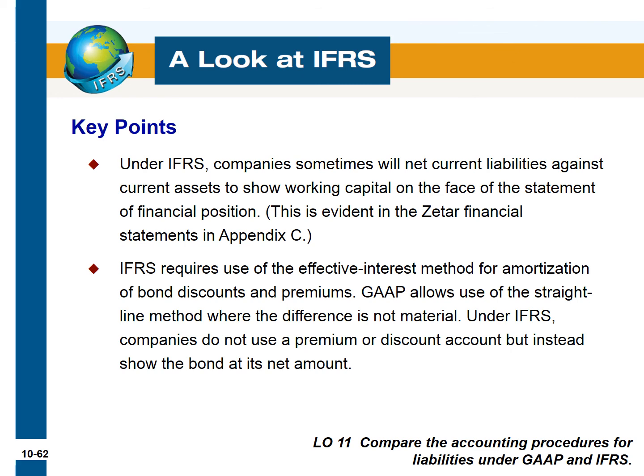Well, let's look at IFRS and see the difference. Under IFRS, companies will net current liabilities against current assets and they call that working capital, just the difference between current assets and current liabilities. IFRS also requires the use of the effective interest method, what we just showed you in amortization. GAAP allows for the straight line method where the difference is not material, but IFRS does not allow that.